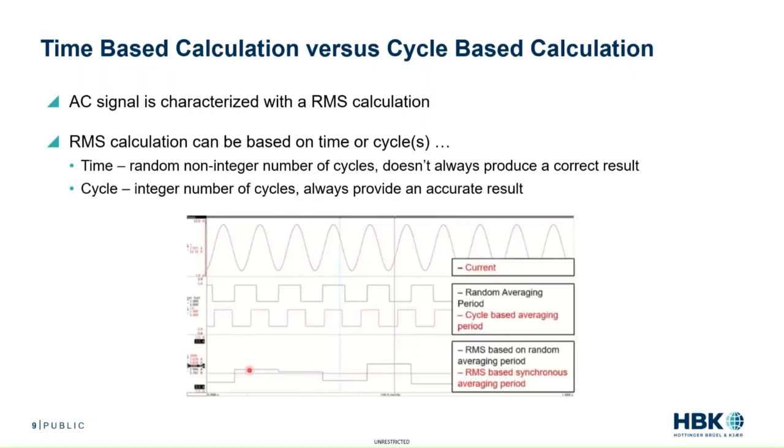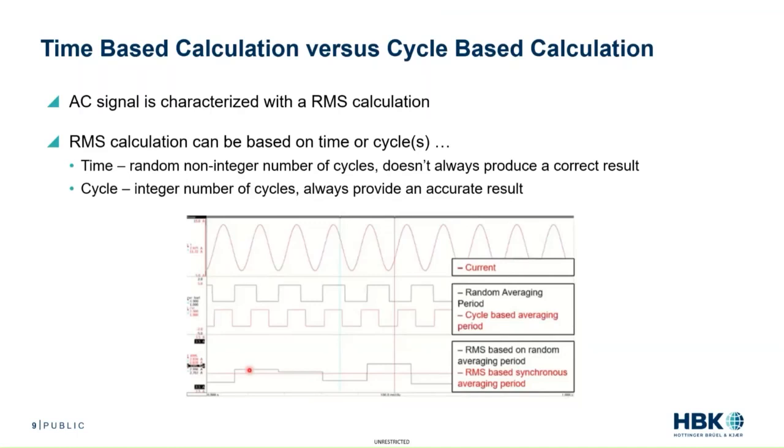So if we take a look at the diagram here, at the top we see an example of an AC sine wave, could be current, for example. In the middle, we see two square waves, which show the length of time or the period when the RMS calculation is going to be performed. The top or black square wave is created based on a randomly chosen amount of time. It could be something designed by the manufacturer, or maybe you had the capability of entering the amount of time that you want to perform the calculation on.